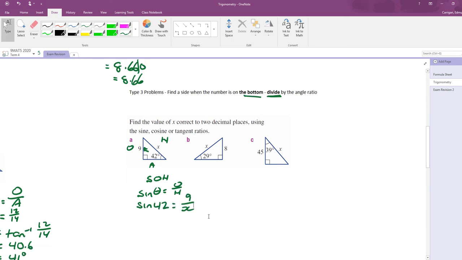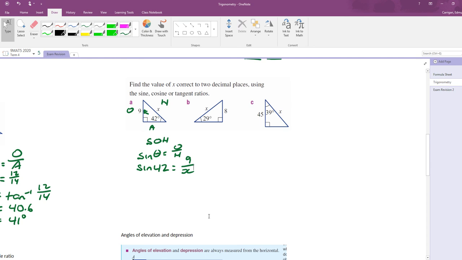Now what I recognise is I'm trying to find X, and that's on the bottom. My rule says divide. So X equals 9 divided by sine 42. I'm just going to put that into my calculator. 9 divided by sine 42 equals 13.450. Once again, I'm trying to find it to 2 decimal places, so 13.45.